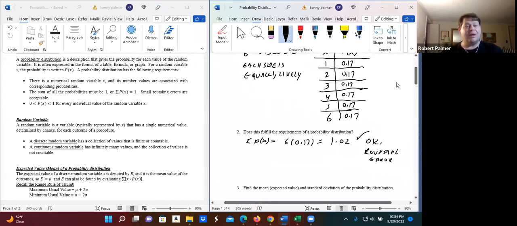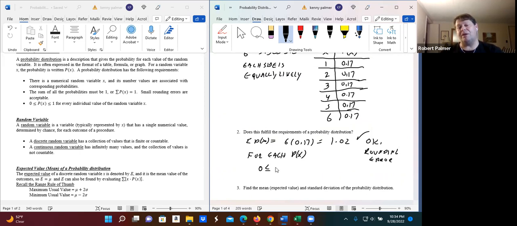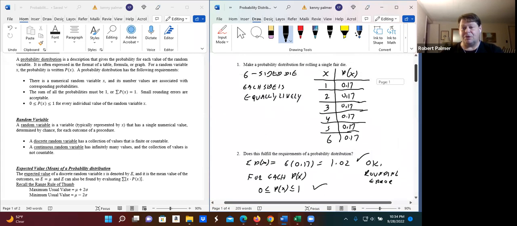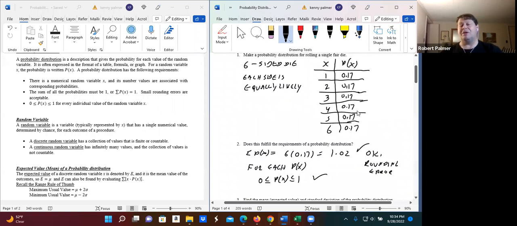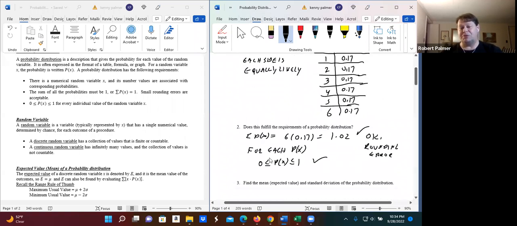And the other question was, for each probability in the table, each p of x, we want to make sure the probability is between 0 and 1. And we see that's also fulfilled, because each one is 0.17. So, of course, that's true of any probability. Probabilities always have to be between 0 and 1, possibly including both 0 and 1.